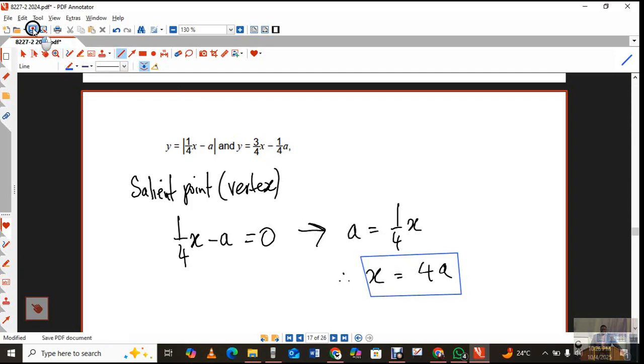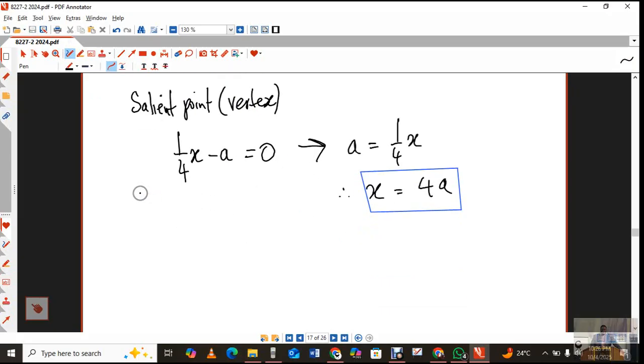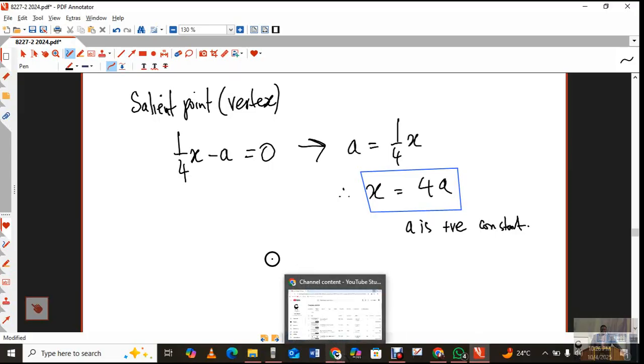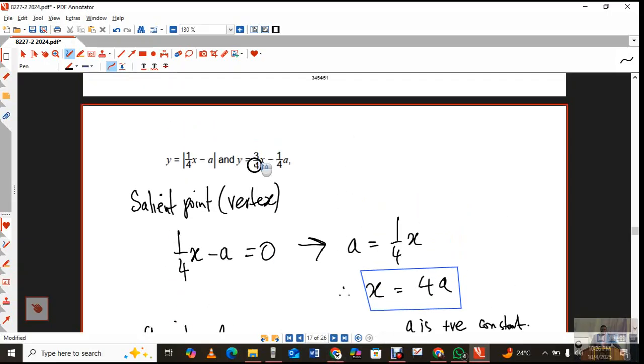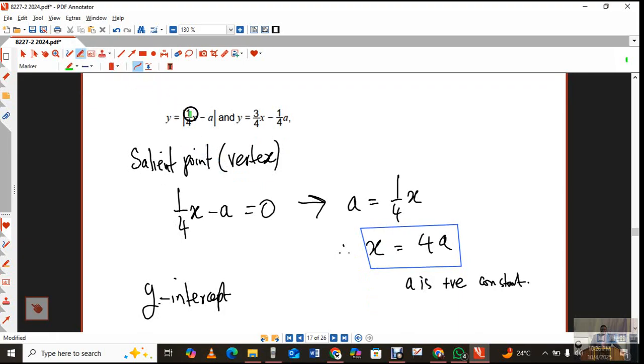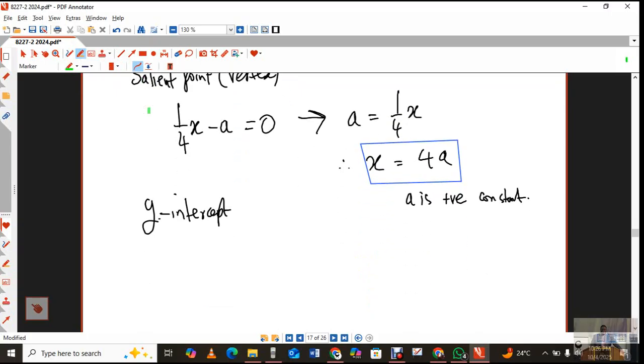Good. What else do I need to know from that? I need to know something else, okay? They are saying A is a positive constant, right? Then where will this graph, the absolute value graph, cut the y-axis? The y-intercept. It does that at x equals 0.